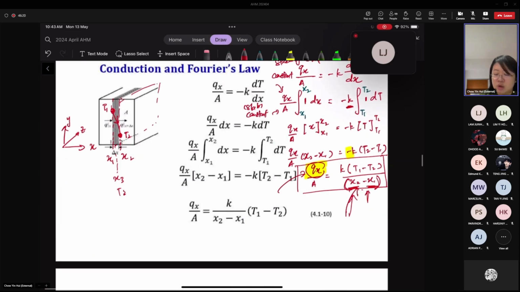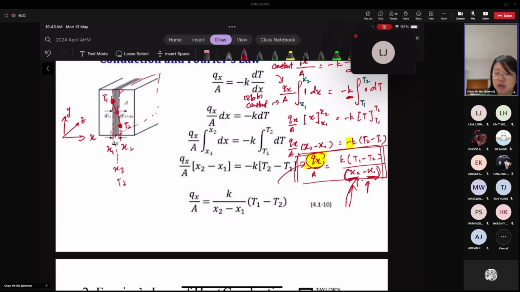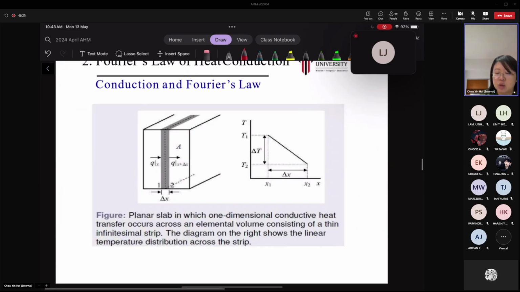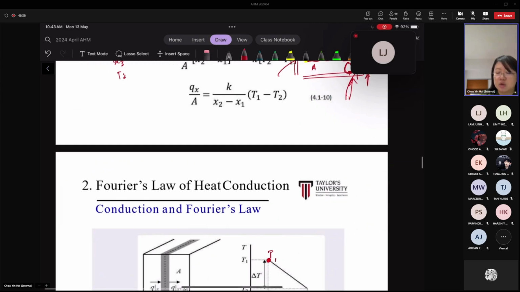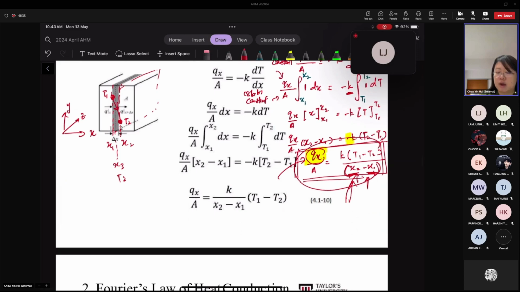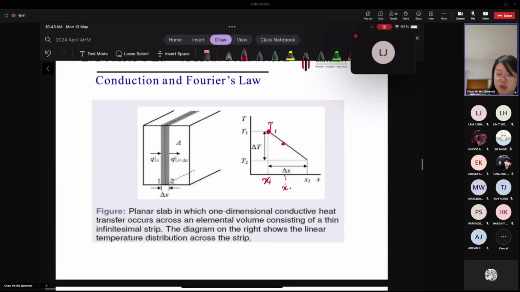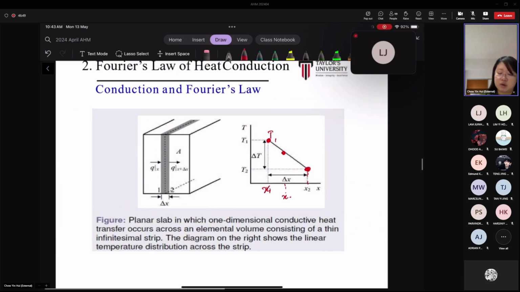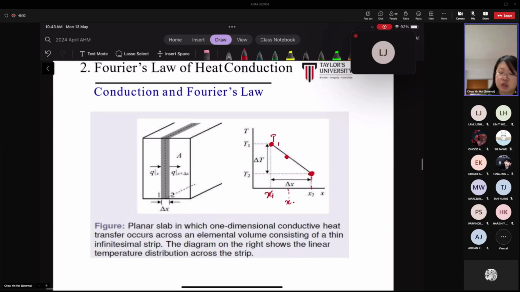If you look here, you notice that it's a linear equation. There's no square within the equation. So that's why your temperature profile, for example, at x1 is at a higher temperature T1. If you substitute some x value into this equation, you should be able to find T2 somewhere here. Then at x2, the temperature has dropped to T2. So this is an example of a temperature distribution profile if you would like to plot it on a graph.